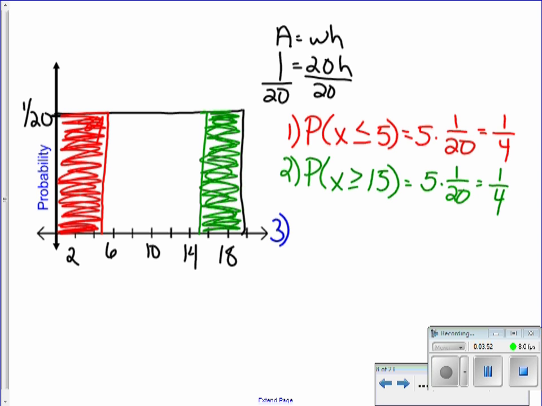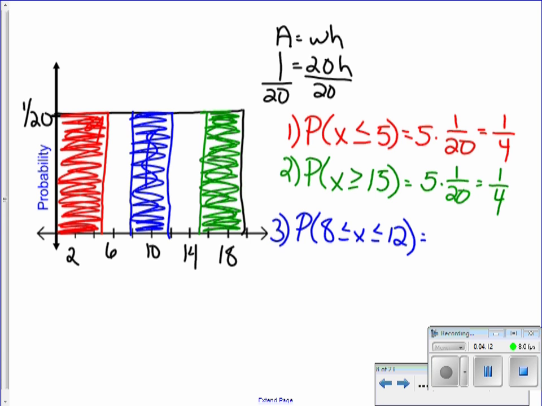All right, number 3 says, what is the probability that the bus will be between 8 and 12 minutes? So that would be 8 to 12. How wide are we from 8 to 12? Was our height still the same? Yeah. What do we get? So are we not counting something? Width from 8 to 12, so we're 8 to 10 is 2, 10 to 12 is 2 more. It's 4. Again, we're counting the space, not the number of numbers.